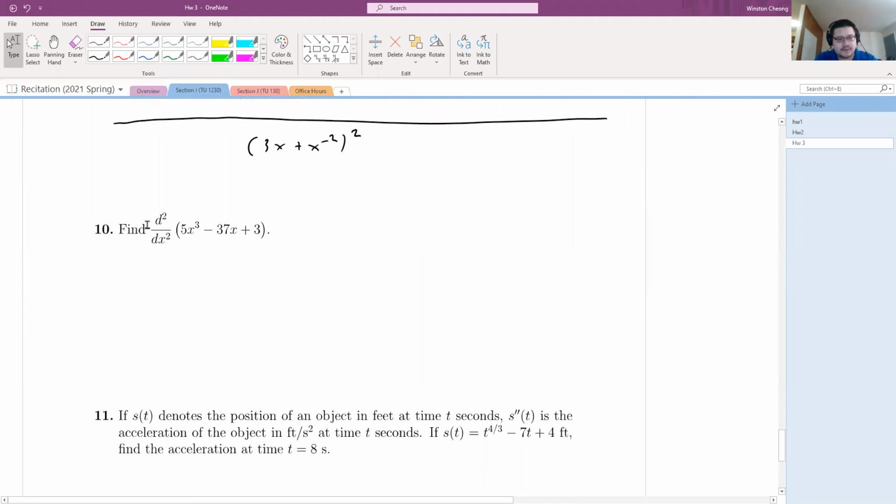For number 10, this one is pretty simple, actually. The only thing to really note is you should understand what this symbol here means. It means you're taking 2 derivatives, right?